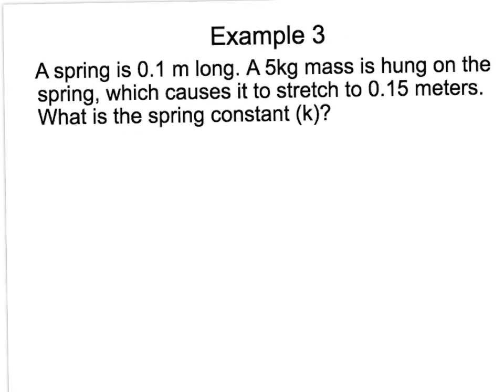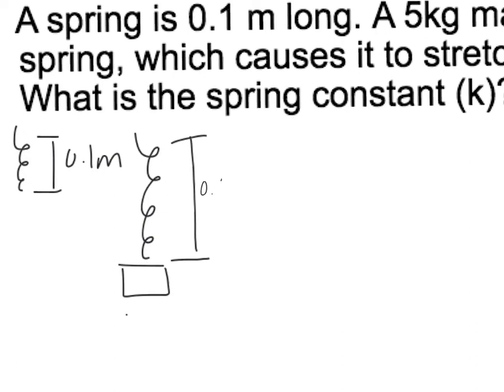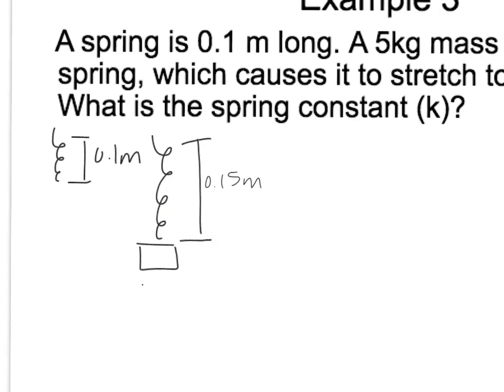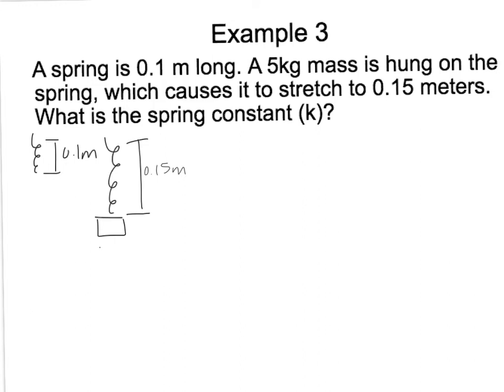Okay, so for our next problem, we have a spring that is 0.1 meters long. And when a mass is connected to it, a 5 kilogram mass, it stretches to 0.15 meters. Okay. So what is the spring constant K of this spring? In order to do this problem, we need to know what the force is. We can see in the problem that we're only given the delta X. We want to know K, so that means we must know what the force is.